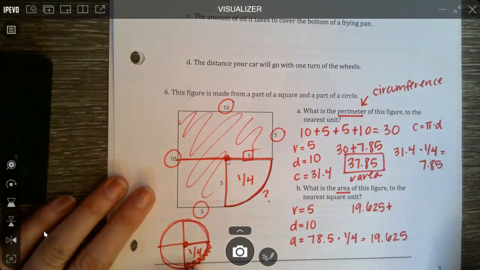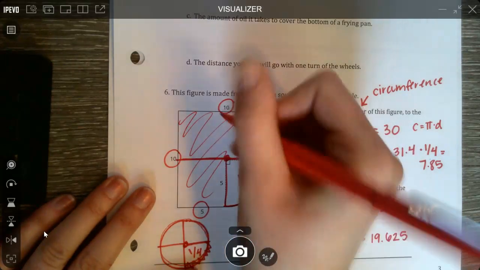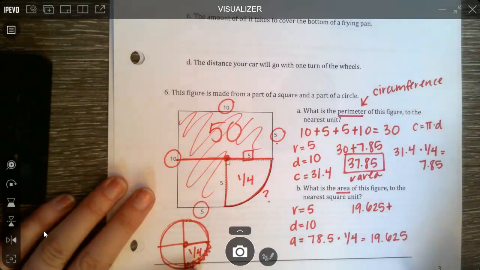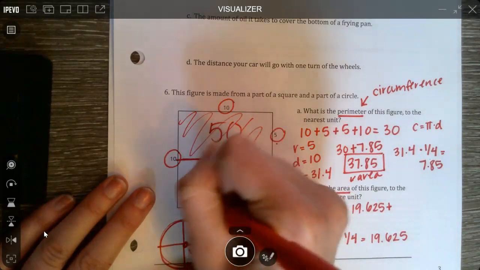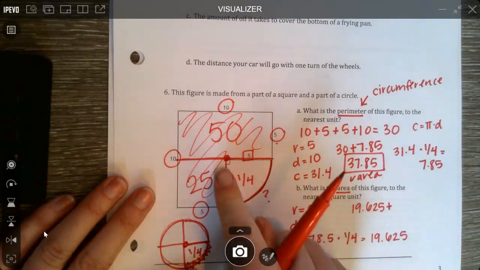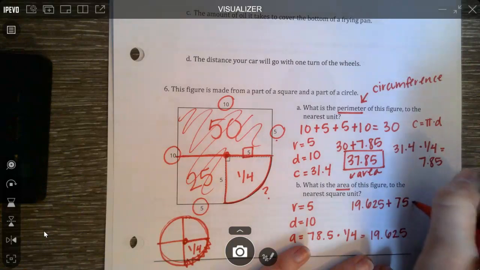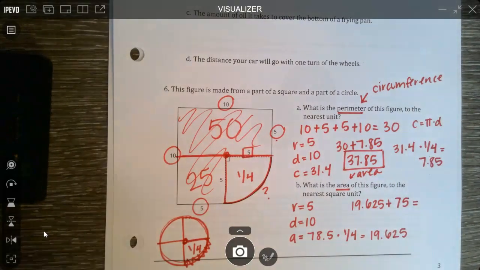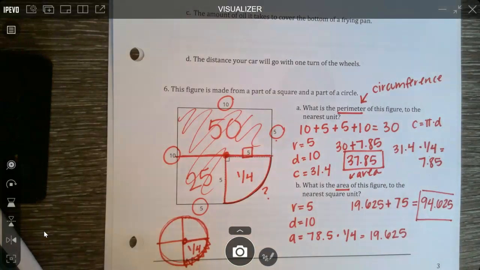So now I've got a rectangle and a square. Well, that rectangle is a 10 by 5 rectangle. 10 times 5, base times height, is 50. Then I've got this square down here, 5 by 5. 5 times 5 is 25. 50 plus 25 is 75. So I'm going to add 75 plus 19.625 in my calculator. And I get 94.625 is my answer. That should be your area.